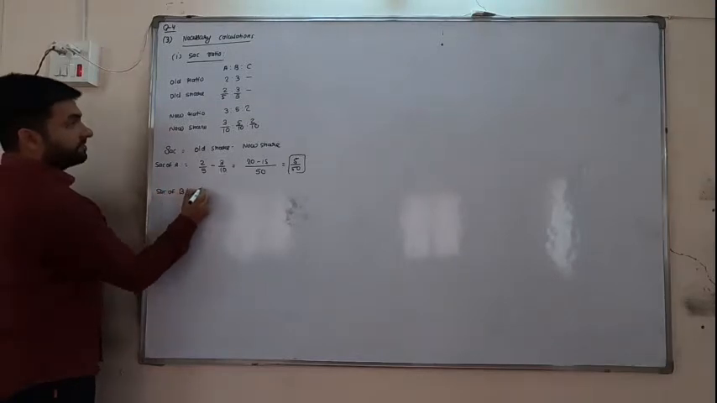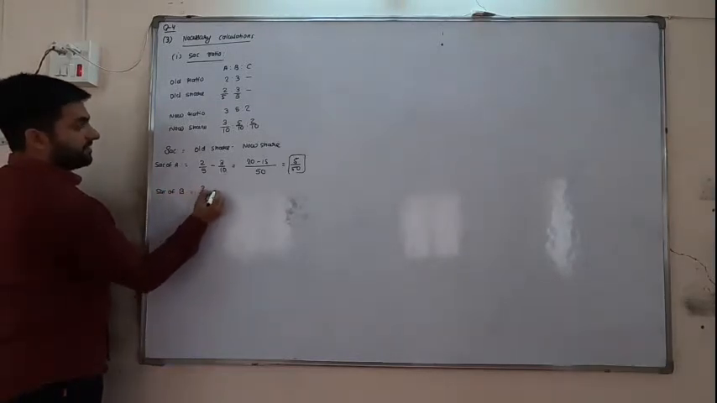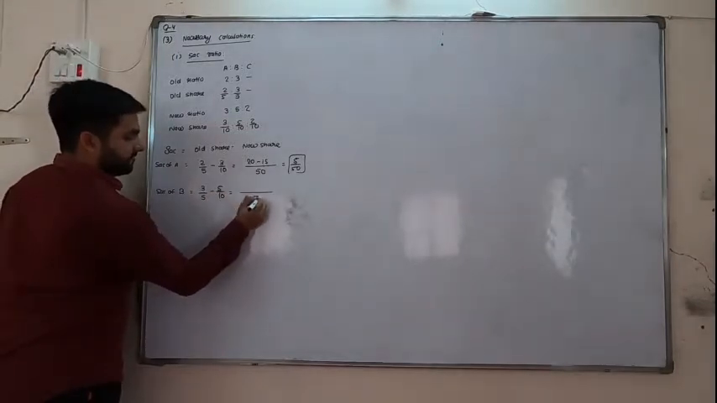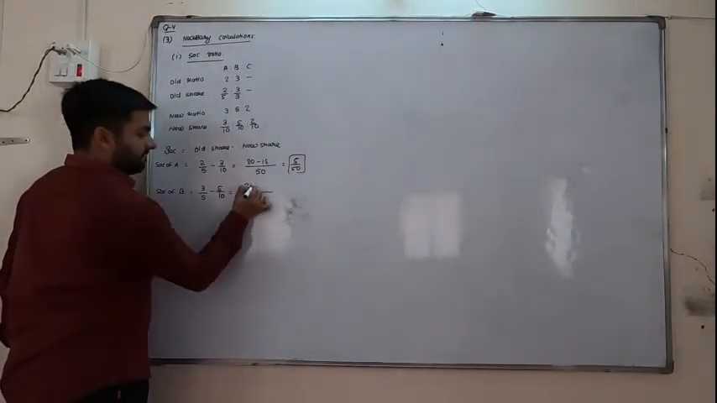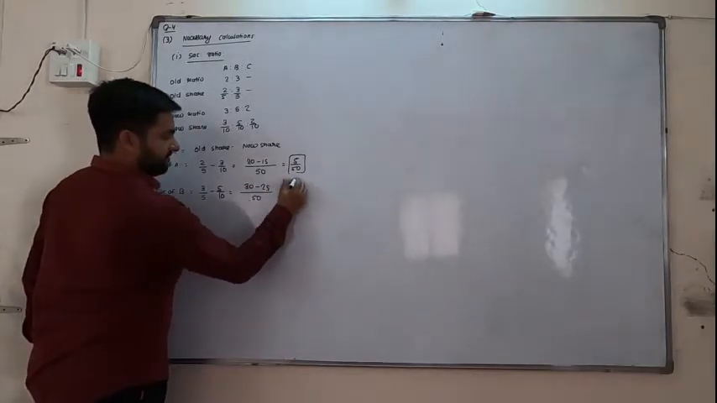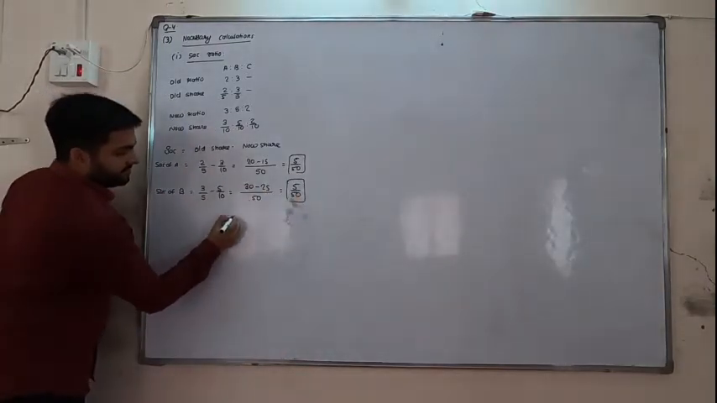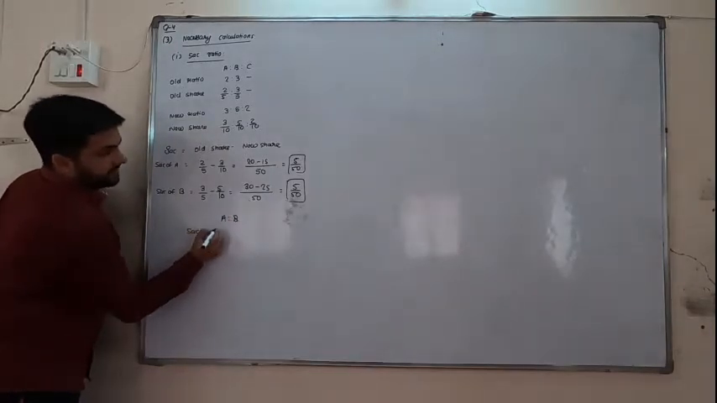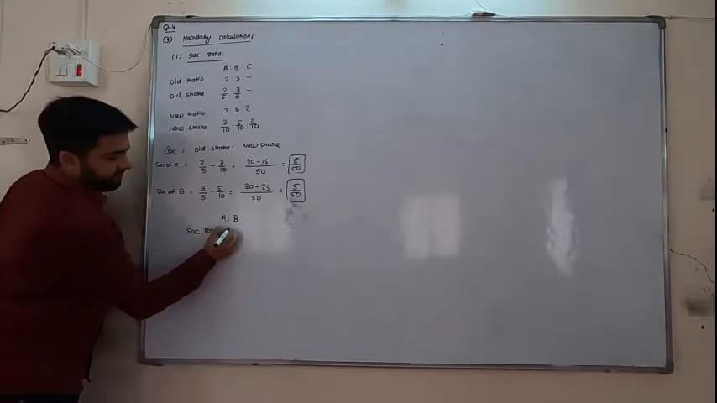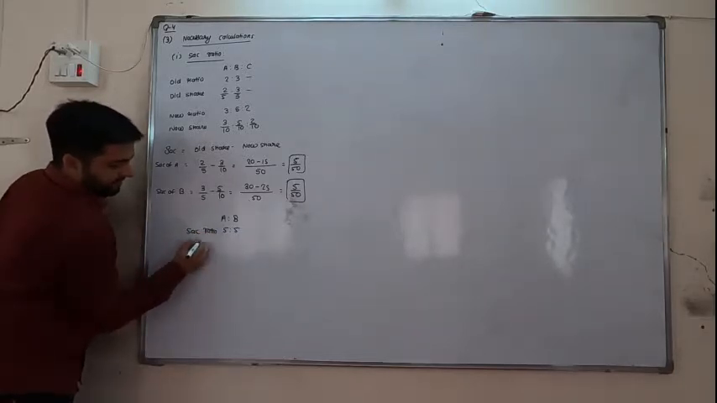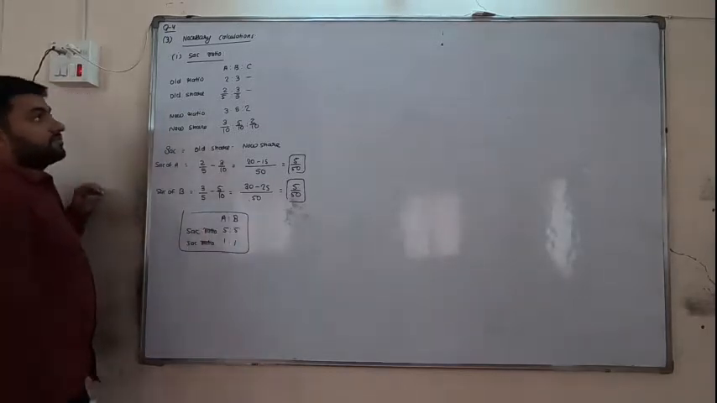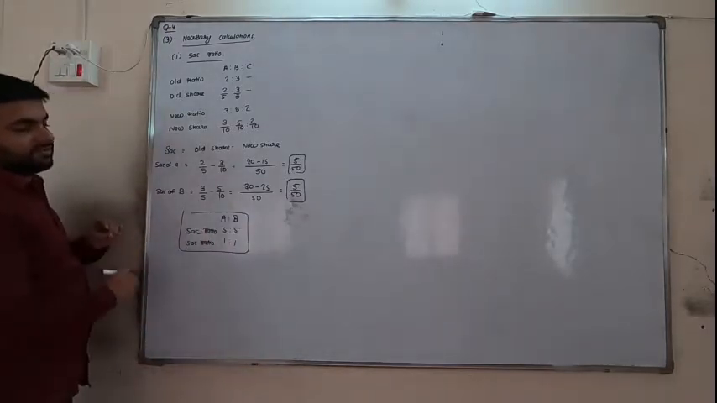Sacrifice of B: old share 3/5, new share 5/10. 10 5's are 50, 10 3's are 30, 5 5's are 25, so 5/50. Now, A is to B sacrifice ratio is 5:5, that is 1:1. So, first calculation, sacrifice ratio, is over.